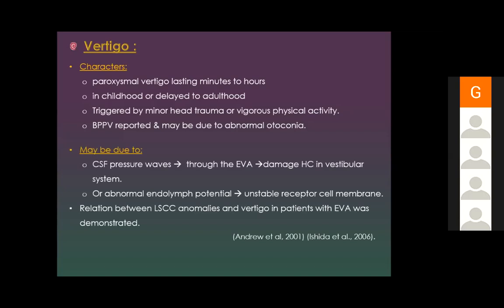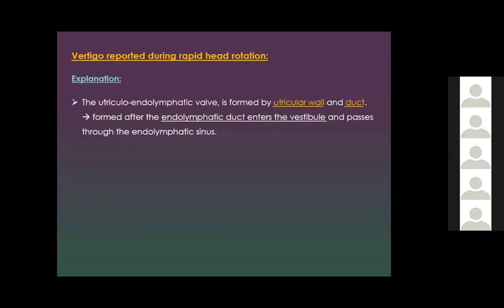Vertigo also may be due to CSF pressure transmission through the enlarged aqueduct, damaging hair cells in the vestibular system, or abnormal endolymphatic potential, unstable receptor cell membrane, or a coexisting lateral semicircular canal anomaly. Also, some patients with EVA report vertigo with rapid head turn.